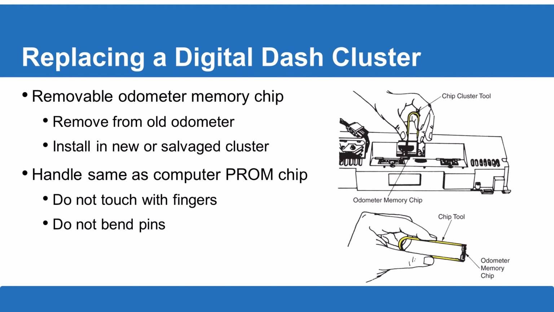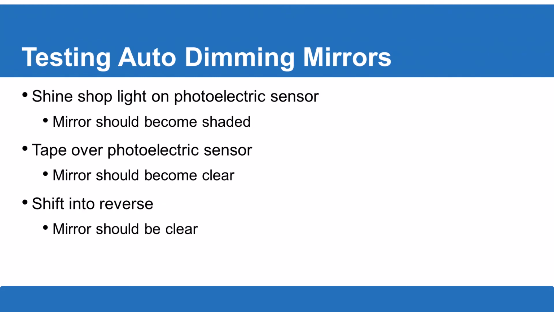Now, when we take that dash out, some of these have a removable odometer memory chip. This has pretty much been done away with, but older odometers used to have this. If we were going to replace one, we could switch that odometer memory chip to the new unit. Now, for obvious reasons, this has gone away: people cheating the system and rolling back odometers, so you don't see this much. But you handle this the same as a computer prom chip. You don't touch it with your fingers, and you've got to be very careful not to bend the pins.